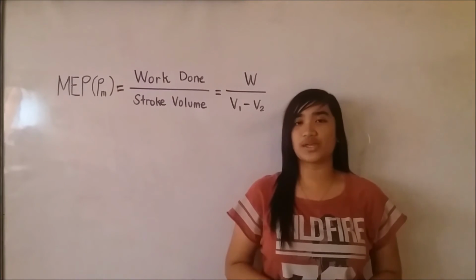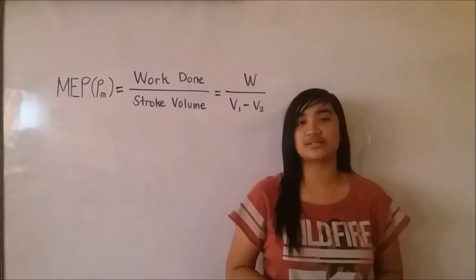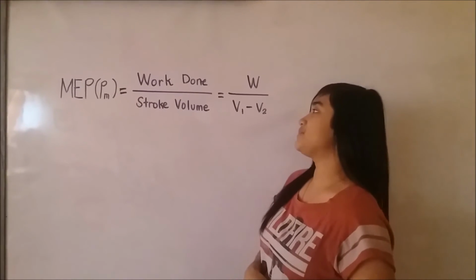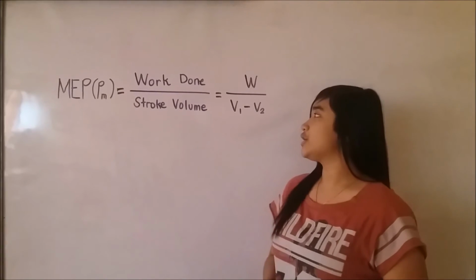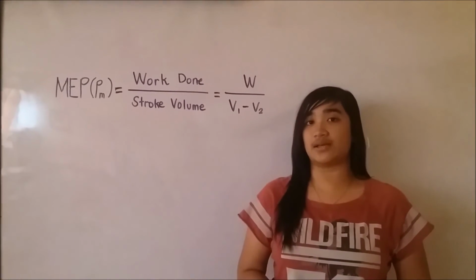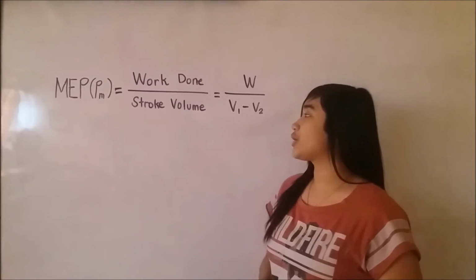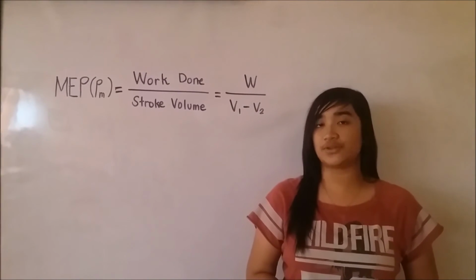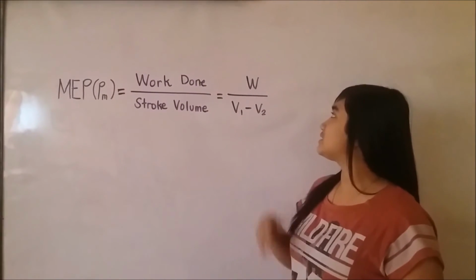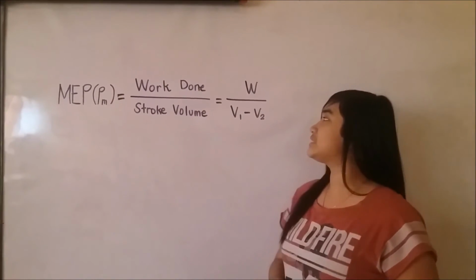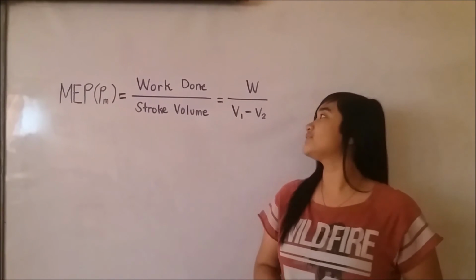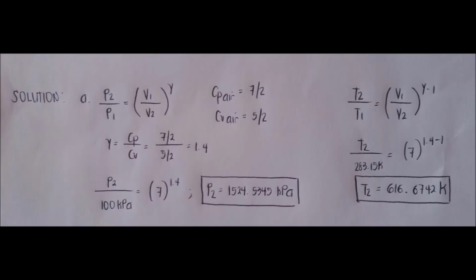For our last equation, the mean effective pressure, denoted by P sub m, is the ratio of the work done during the working stroke of a cycle to the stroke volume or swept volume of the cylinder. It is equivalent to the work over the difference between the initial and the final volume. In our problem, we are dealing with air.